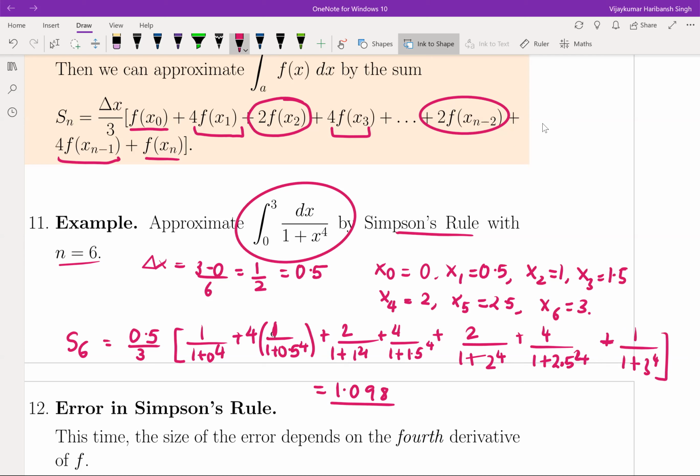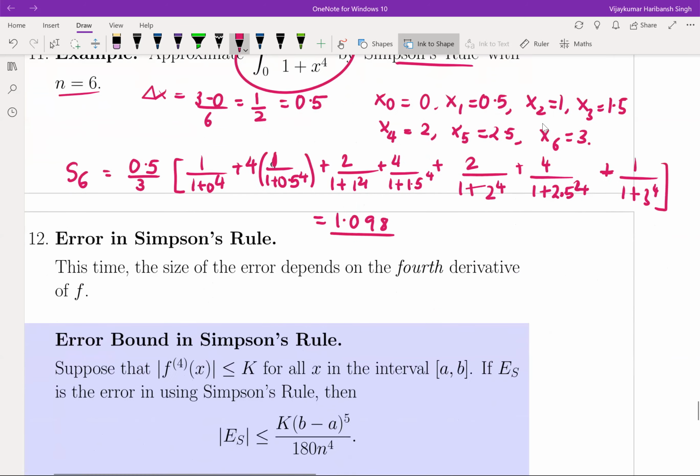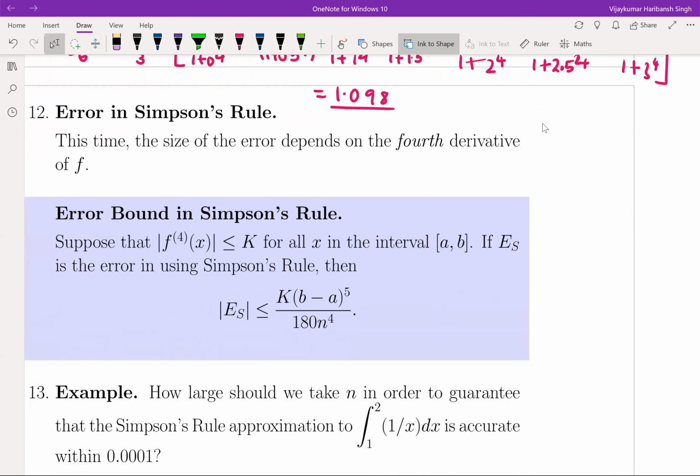Now let's investigate what is the error bound in this. Okay. So error bound in Simpson's rule is actually based on the fourth derivative. If the fourth derivative of f(x) is less than or equal to K for all x in [a, b], then the error in Simpson's rule is given by E_S less than or equal to K (b minus a) to the power 5 over 180 n to the power 4.